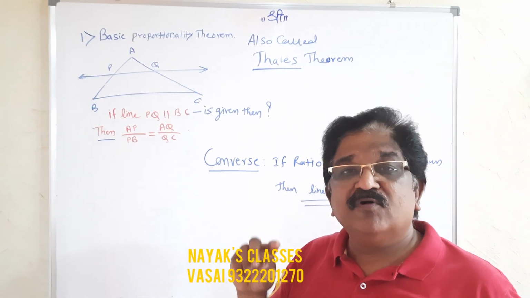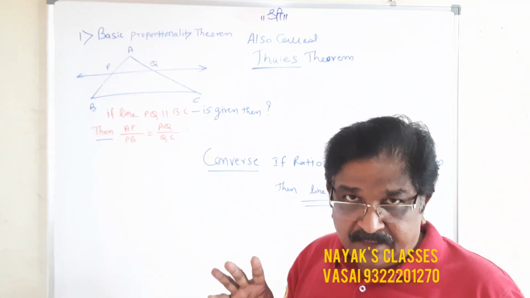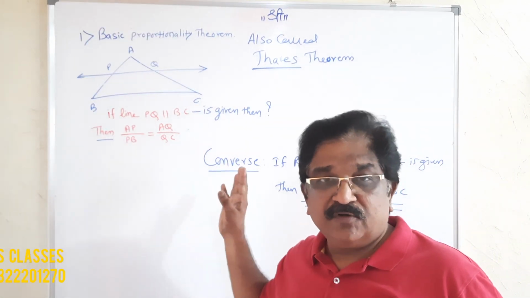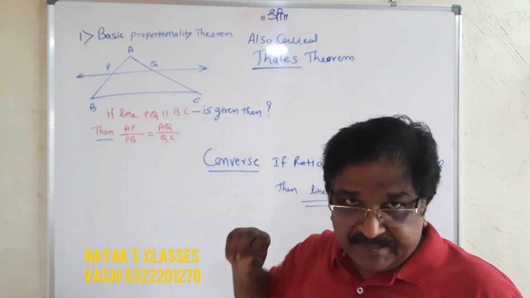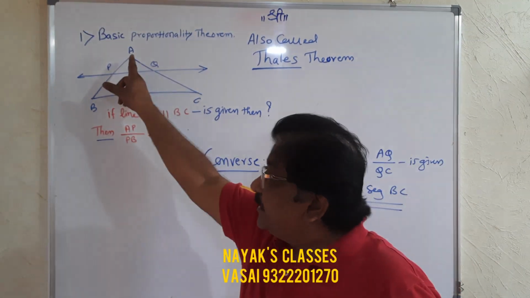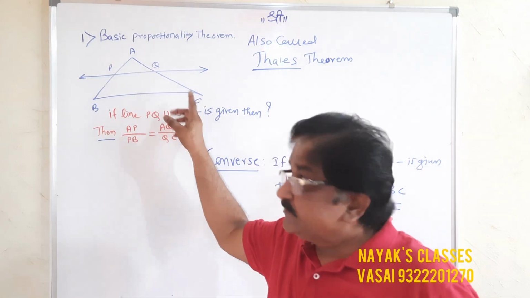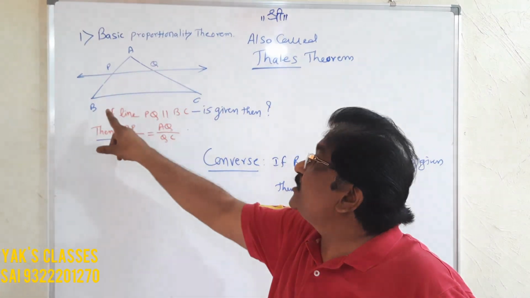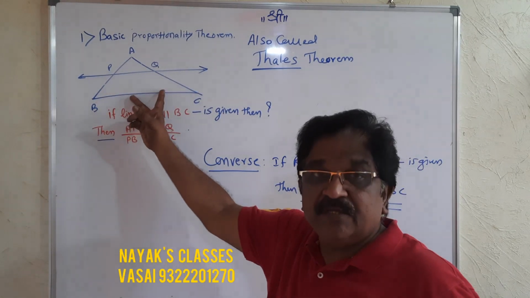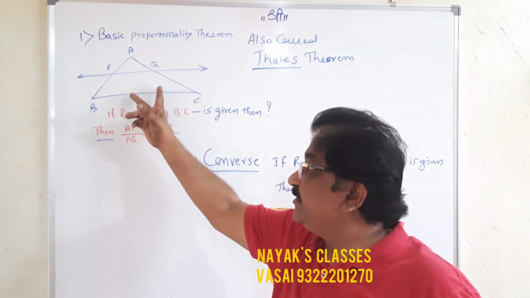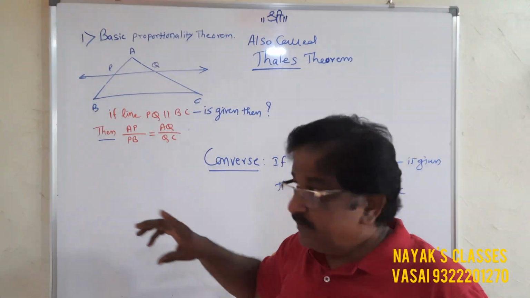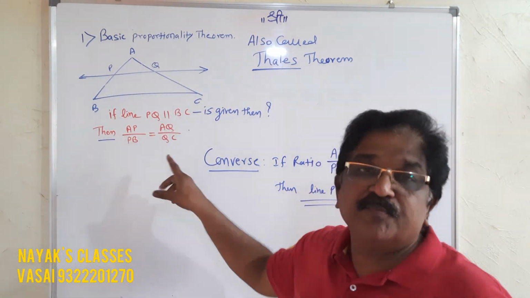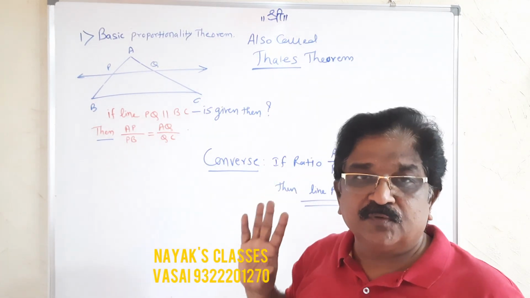At present, we will call it a property. Property means we can use it for solving examples. So again repeating, triangle ABC is given, line PQ or segment PQ is parallel to BC, any one side. Then AP upon PB is equal to AQ upon QC is true.